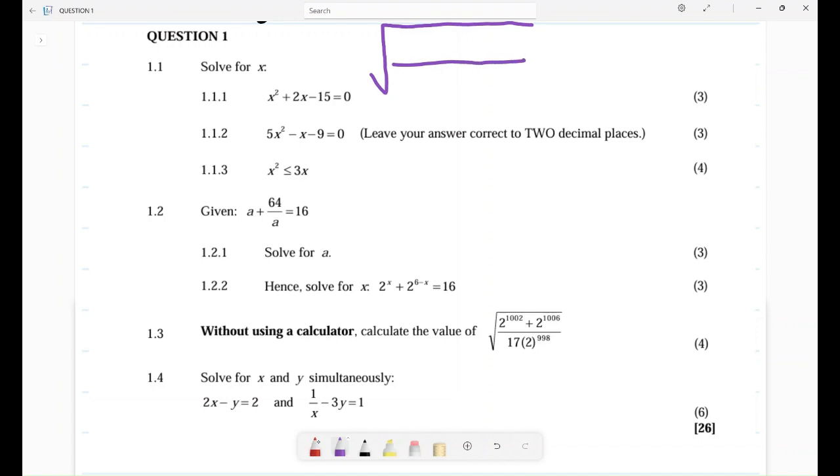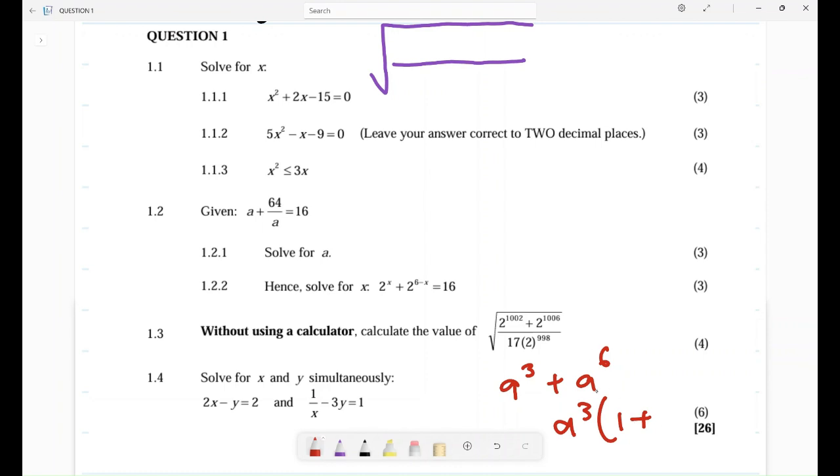Then I want you to see something. I have 2 to the power of 1002 plus 2 to the power of 1006. I have to take out the highest common factor. If I have a to the power of 3 plus a to the power of 6, the highest common factor is the one with the lowest what? Exponent. So it is a to the power of 3 as the highest common factor, 1 plus. Remember, this divided by this, it is 1 plus.